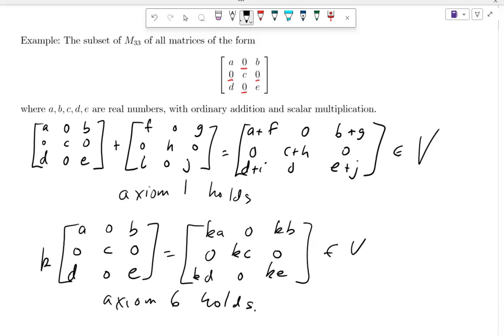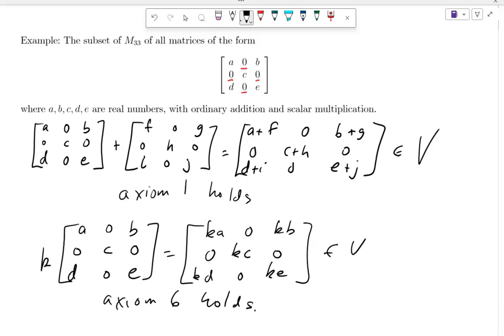We already said that ordinary addition satisfies 2 and 3 without any issues because I know that ordinary addition of matrices is commutative and associative. I know that scalar multiplication is going to behave nicely because we already know that scalar multiplication behaves nicely for all matrices in general, right? Still need to worry about 4 and 5, because remember, 4 is the 0 vector, and 5 is the additive inverses, right?